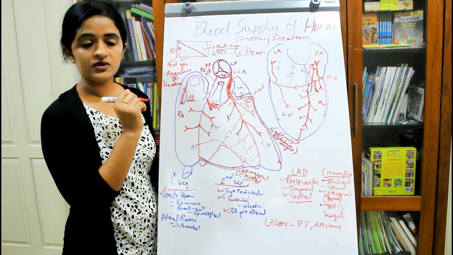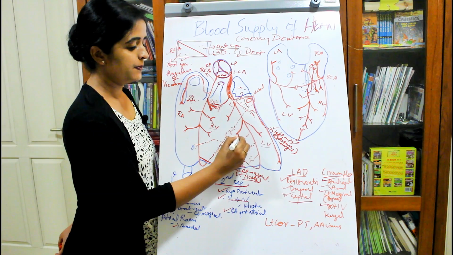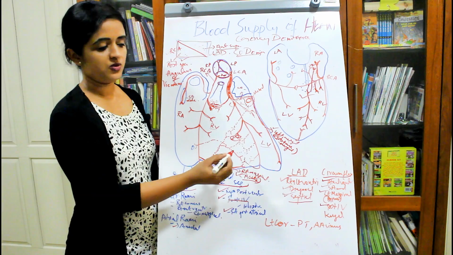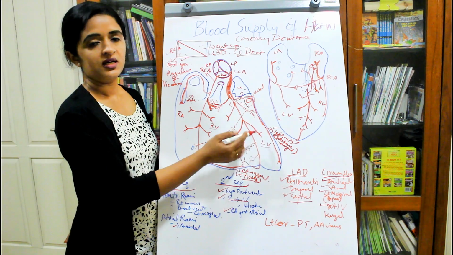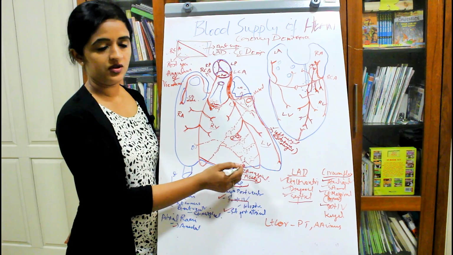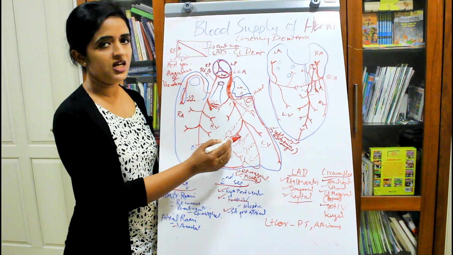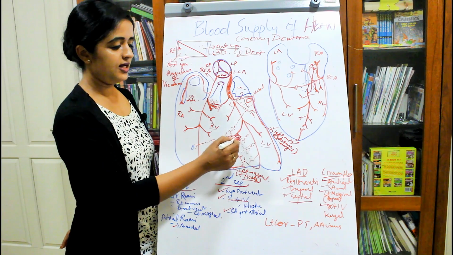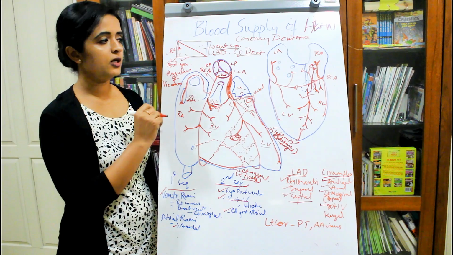Now, the second anastomosis, the famous anastomosis, happens here in the interventricular septum. You have the septal rami coming from the left anterior descending and the posterior interventricular branch. They will be anastomosing in the interventricular septum. So this is again a site of anastomotic network.